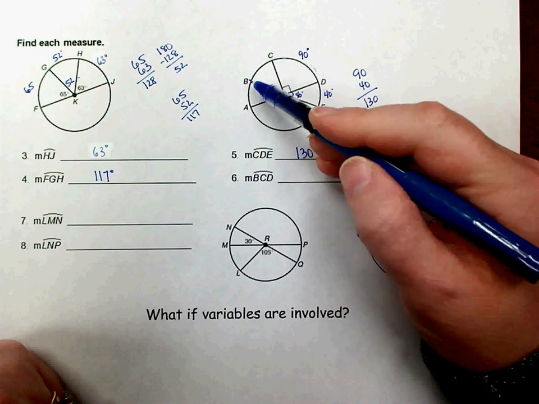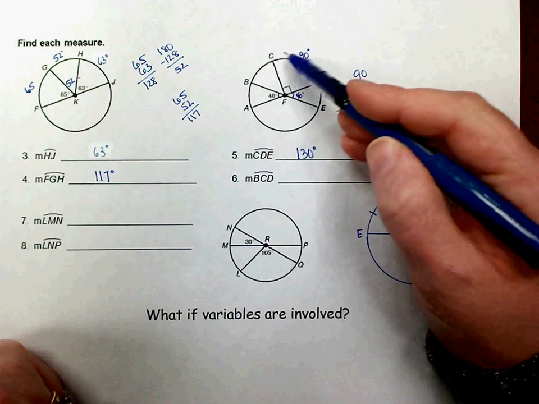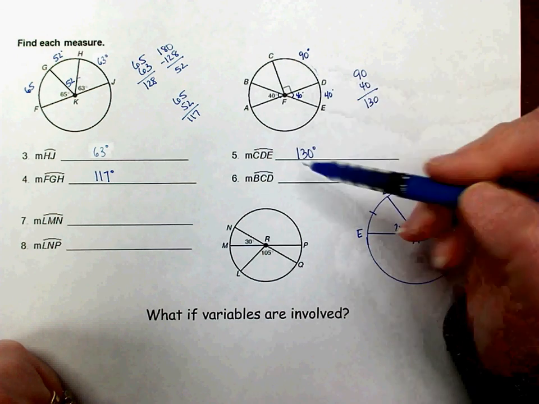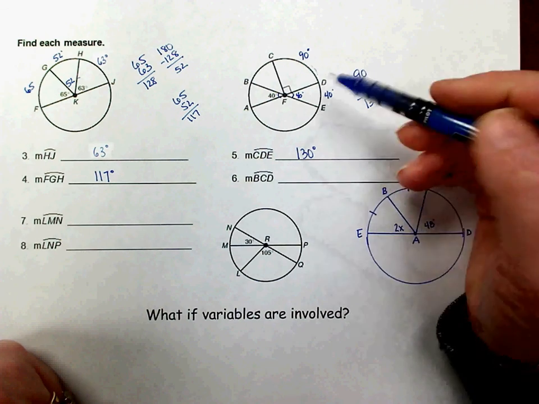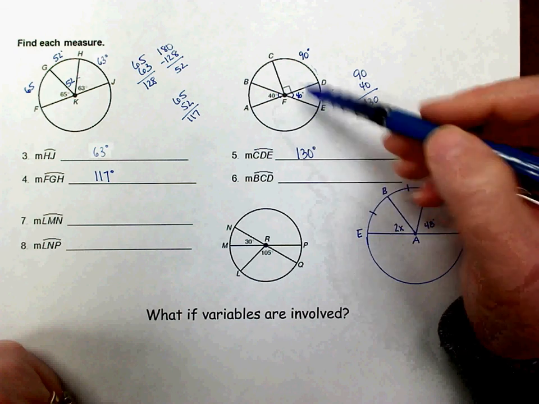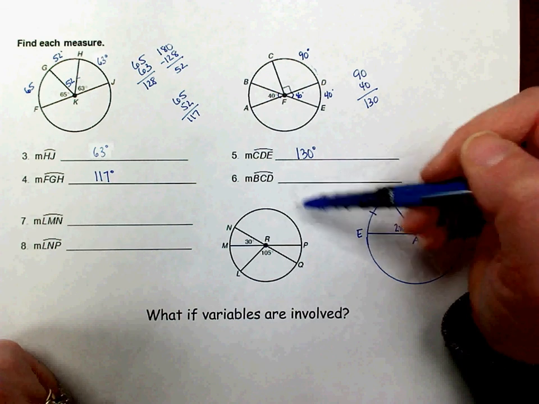Number 6 is asking for the measure of arc BCD. So BCD, I have part of it, the 90 degrees. I need to know B to C, so I can add that with the 90 to get the measure of the arc. Notice I always write on my figure the things I've already found, because a lot of times I can use that to help me find future answers.